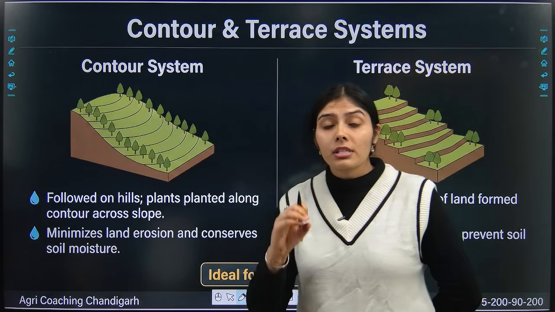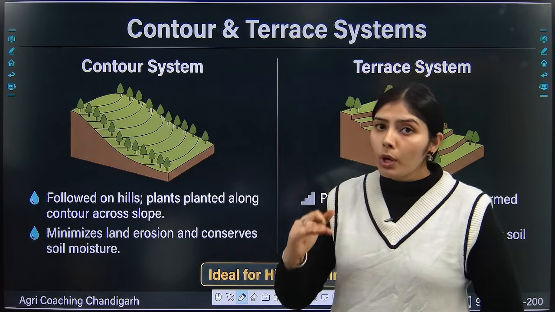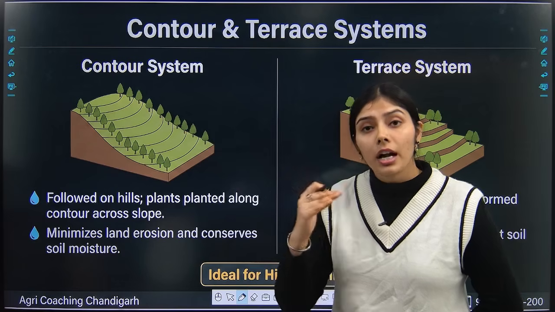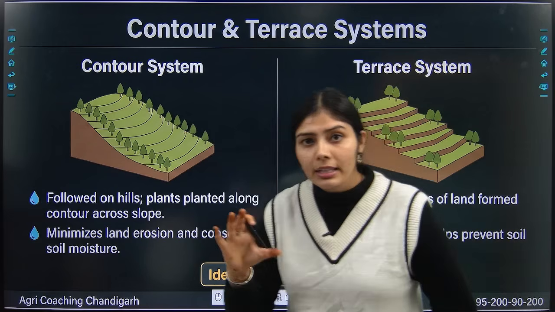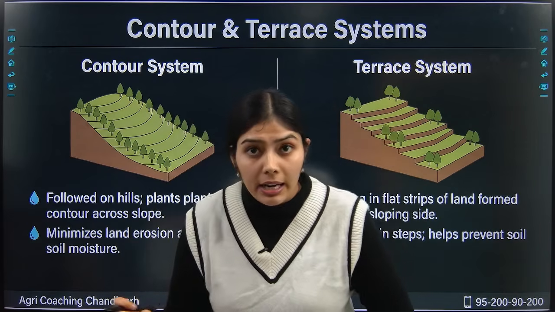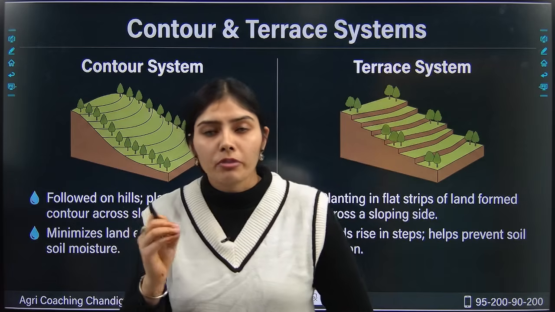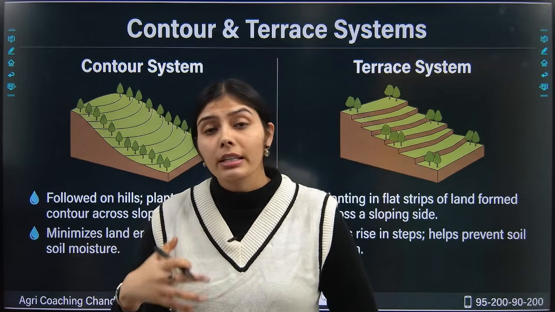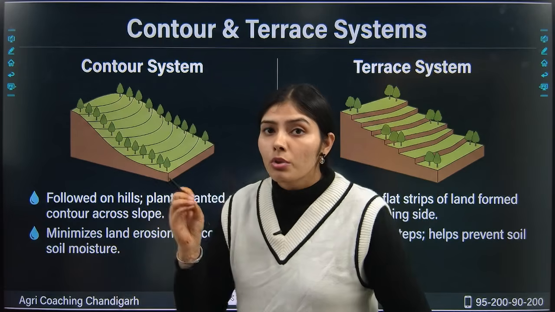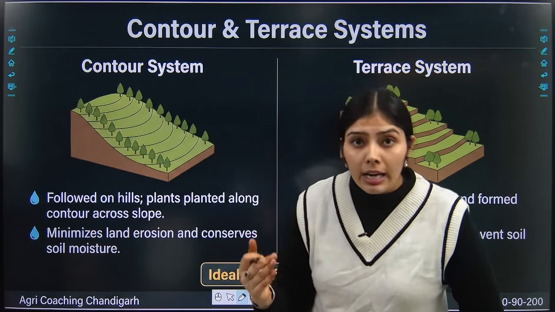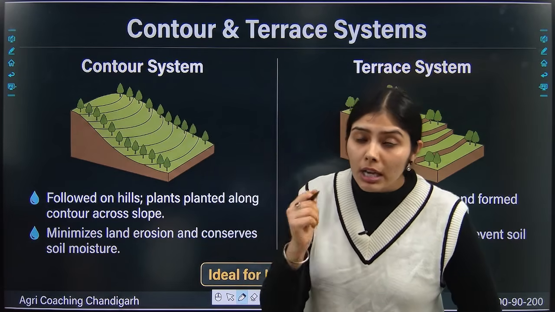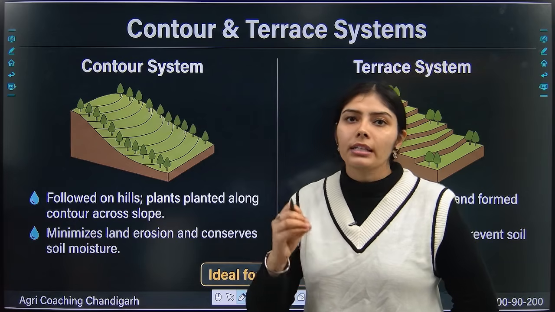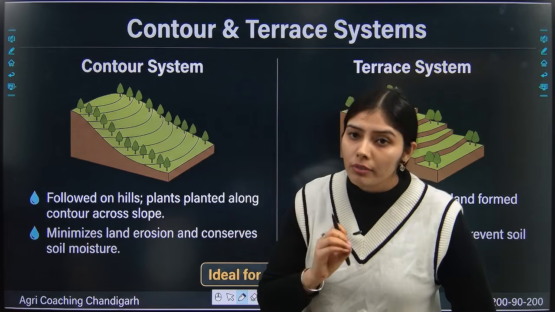In the plains, which systems can be followed? When we talk about the hilly areas, when the land is undulated, when we have undulating land and slope is there in the land, which system can be followed? Because there the square system of planting or rectangular system of planting cannot be done directly. So here we have to first level the land, or we have to make contours out of the land, and then planting can be done according to any system of layout.